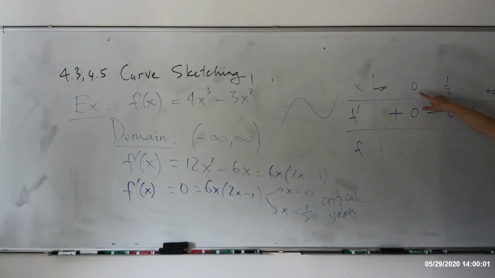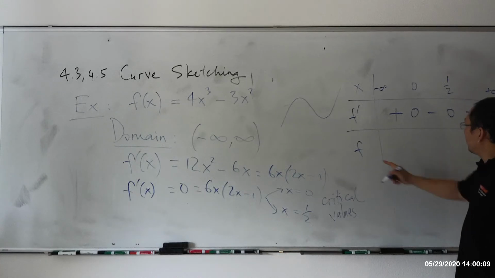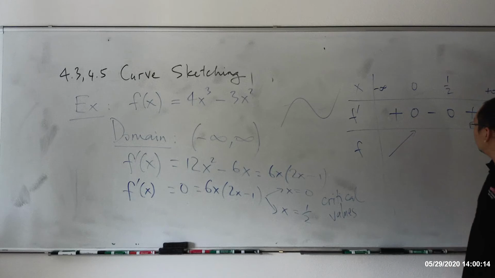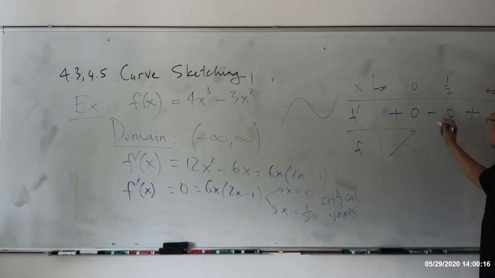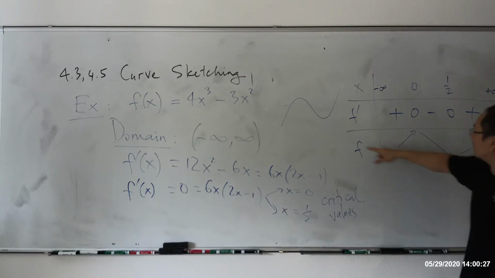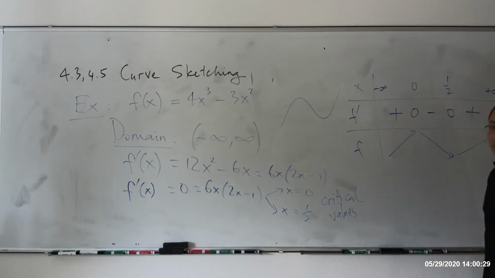F prime will be negative with x from 0 to 1/2. And F prime will be positive again when x is 1/2 all the way to positive infinity. And that tells us something about the function f. It's going to be increasing, that's what we learned before. F prime is positive, increasing. F prime is negative, the graph is decreasing, and then back increasing. See? Even though I still don't have the precise graph yet, I can roughly sketch a graph. It's going to look like this. Up, down, up.